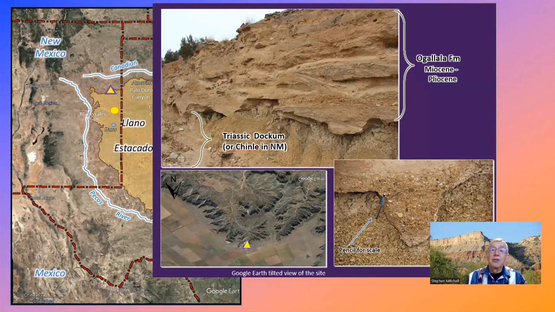And what you would see is an erosional unconformity cutting down into a very irregular surface as it cuts down into the Triassic rock, which are the Dockum Group in Texas and the Chinle Formation in New Mexico. It's like there's a great fault line between the two, but really it's one formation, one unit.